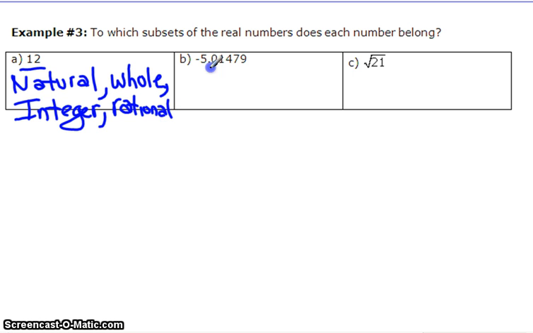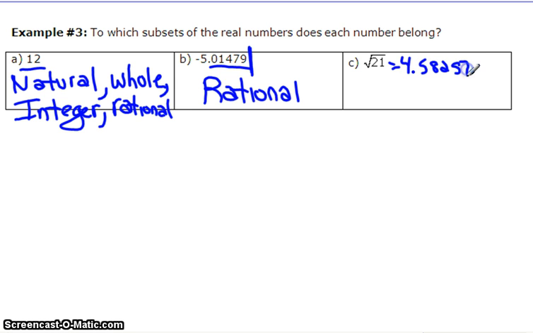Now for b, since I have a decimal, I know it can't be a natural, a whole, or an integer, okay? But this decimal right here, since it ends, it is rational, because I could write it as a fraction. Now c, the square root of 21, if I find the decimal form of that, it's 4.58257, and it continues. There's no pattern, so it is irrational.